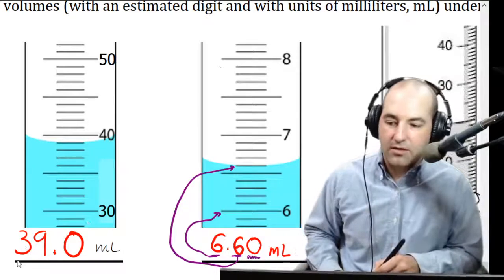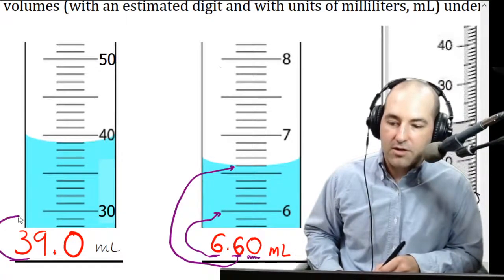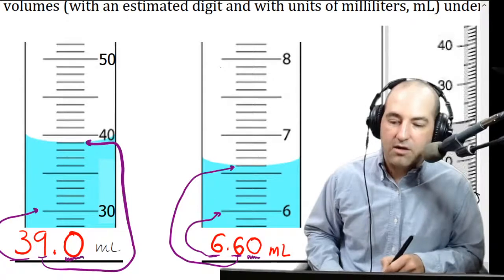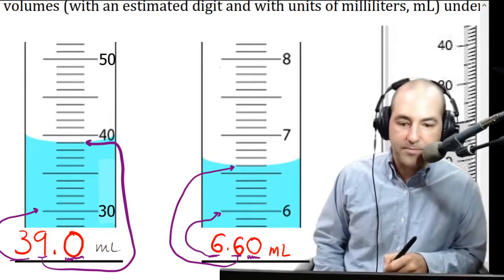If we go back to this one, same thing. The 30 is represented by that mark right there. The 9 is that mark right there. And so then the 0 is not represented by a mark.